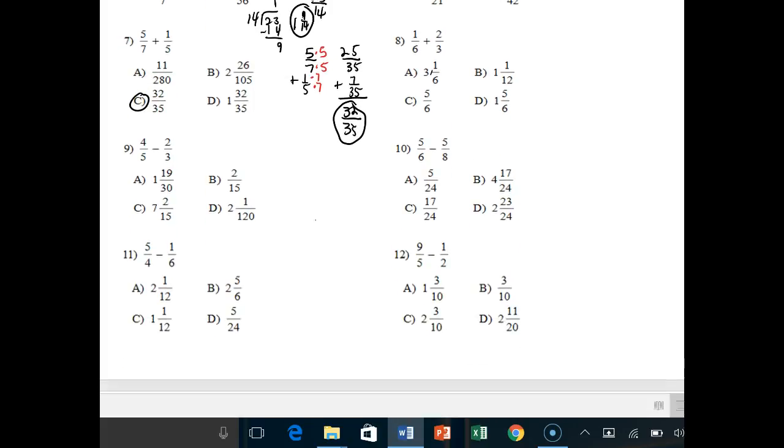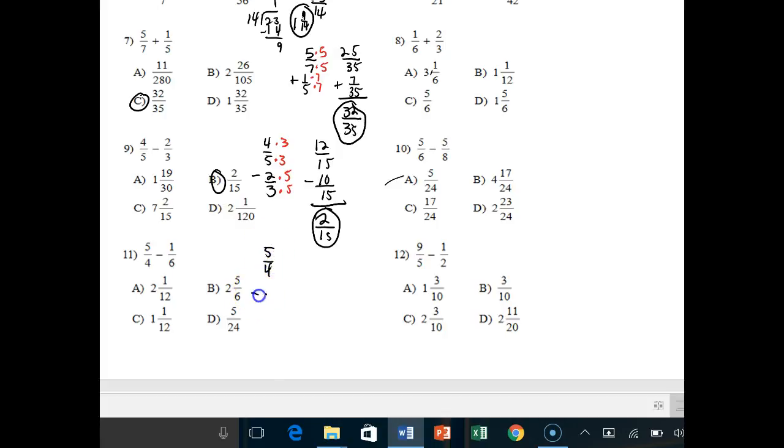Be careful. On number 9 through the end, we've changed from addition to subtraction. So 4/5 minus 2/3. I'm going to multiply the 5ths by 3, the 2/3 by 5. I get 12 over 15 minus 10 over 15. Subtract the numerators. 12 minus 10 gives you 2. Keep the denominator of 15, 2/15. B is your answer.